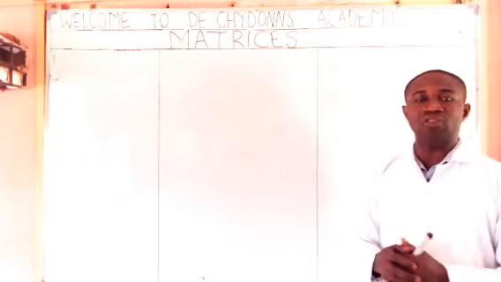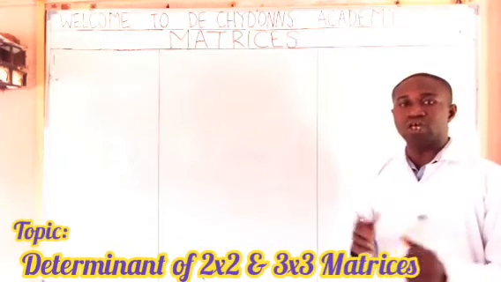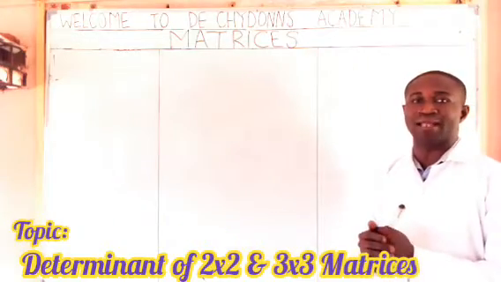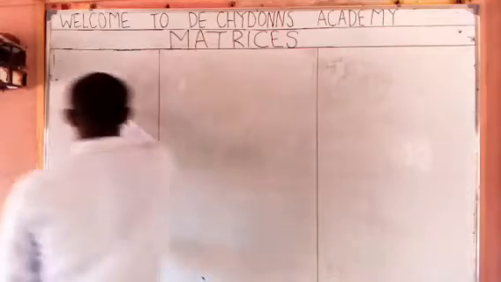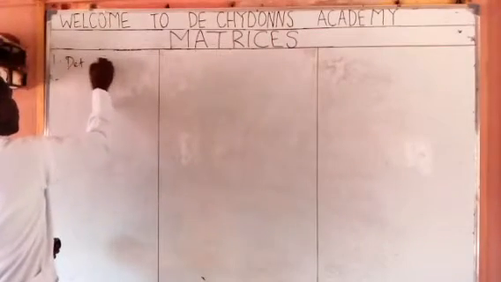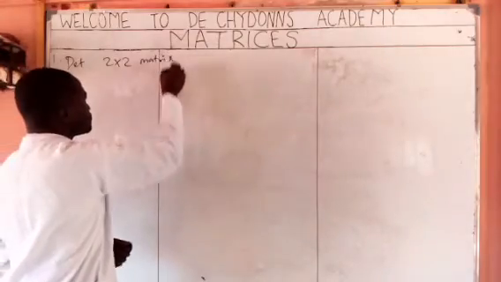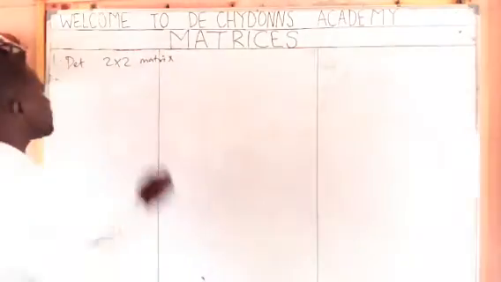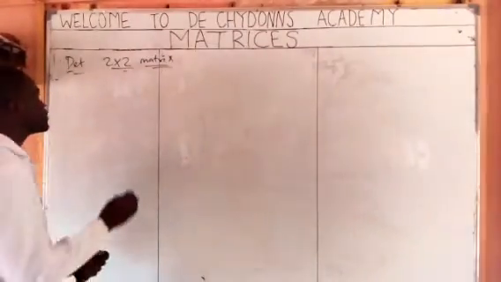We want to see how to get the determinant of 2 by 2 matrices, and also see how to get the determinant of 3 by 3 matrices. Okay? So, determinant of a 2 by 2 matrix. When we talk about the determinant of a 2 by 2 matrix, what is a determinant first?